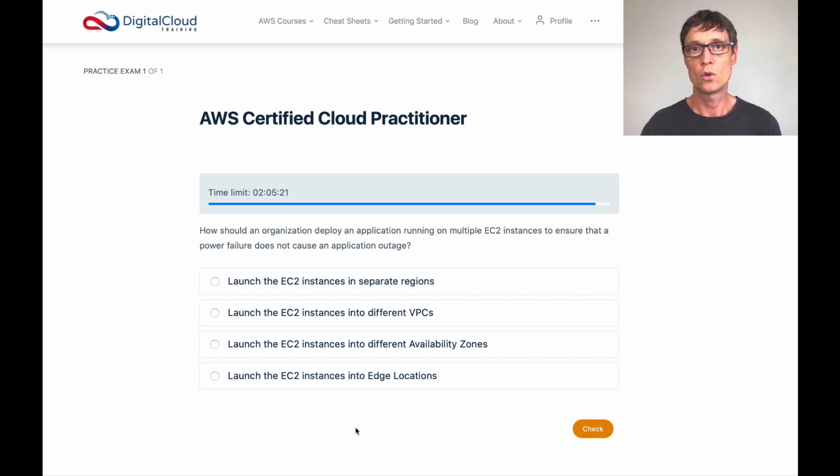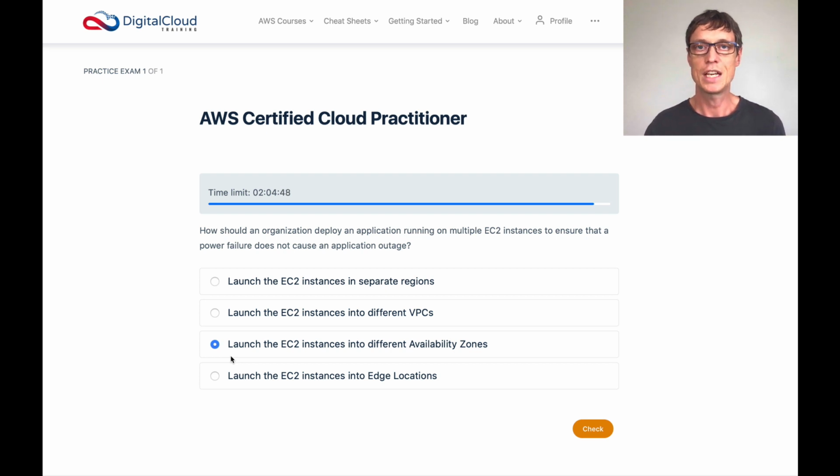So it's saying launch the EC2 instances into different AZs, availability zones. And that means your instances will be in the same region, but they'll be in different availability zones. Now, each availability zone has its own power sources, its own networking sources, lots of redundancy. So if a power failure happens in an availability zone, it will affect the instances in that AZ, but it won't affect your other instances in another AZ. So to me, that straight away sounds like a good answer, and I'm going to select that one.